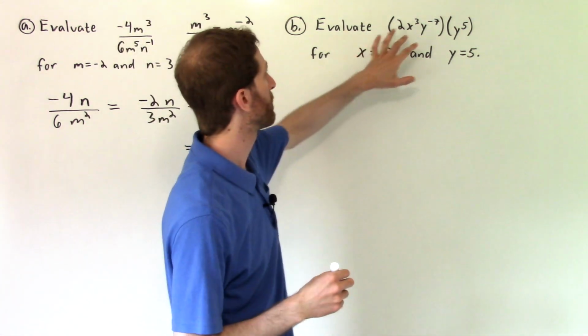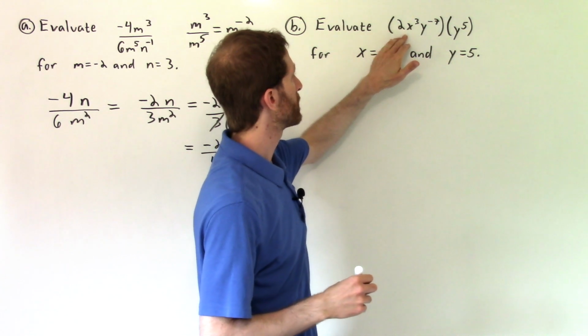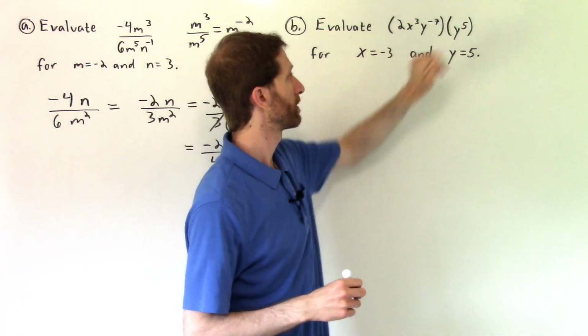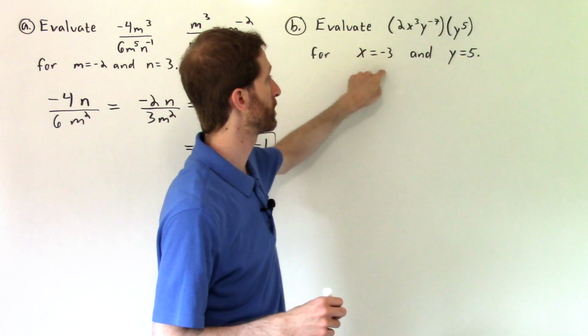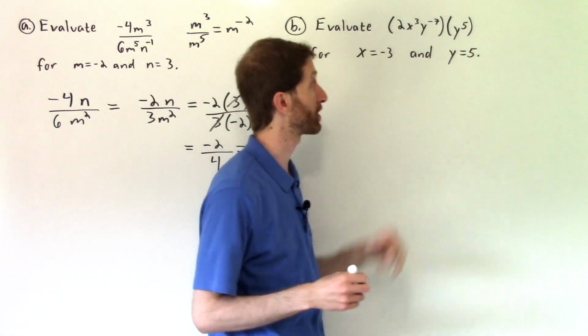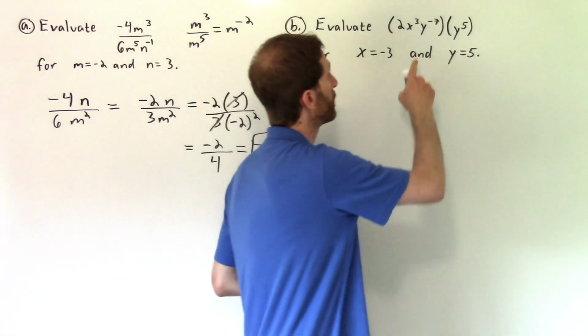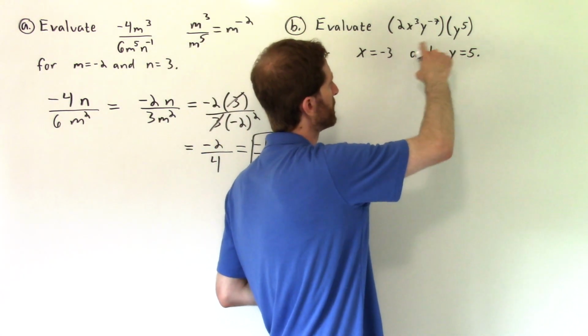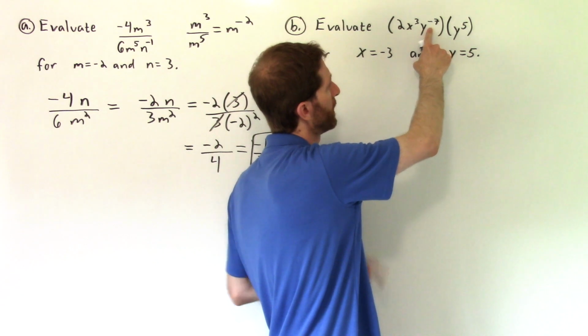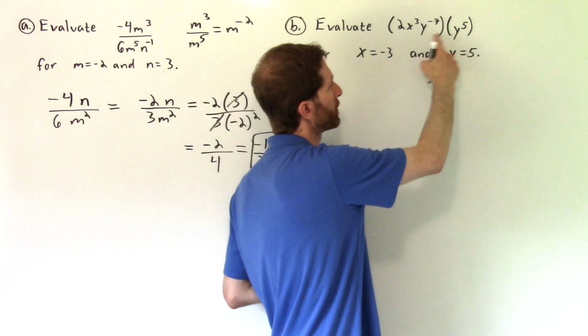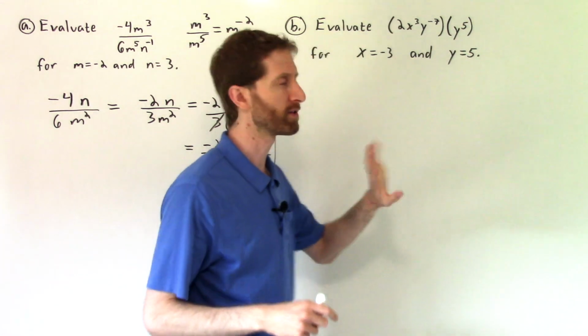All right, we're going to do the same thing here. So we've got the expression 2x cubed y to the negative 7th times y to the 5th. We're going to evaluate x equals negative 3 and y equals 5 into that expression, but not before we simplify the expression. So I notice here that there's nothing much that can be simplified. We could bring the y into the denominator, but I do notice that we're multiplying the y values, and I'd much rather add those exponents.